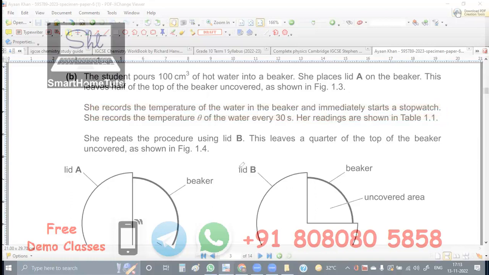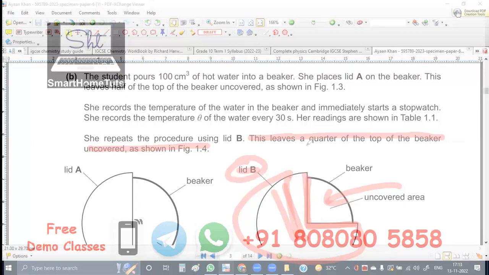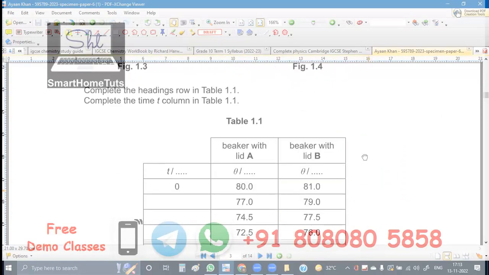Then we have the second lid, B. This leaves a quarter of the top of the beaker uncovered. It means this much part is covered, and this part is the uncovered area. So obviously here the uncovered area is less. Therefore, with lid B, the falling of temperature is going to be slower. Obviously, we'll go through the table.